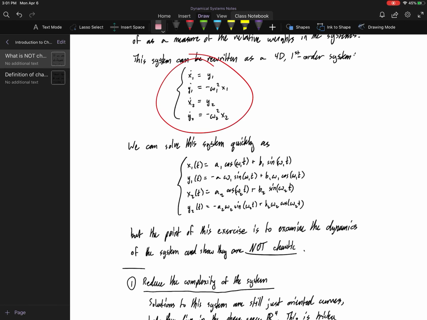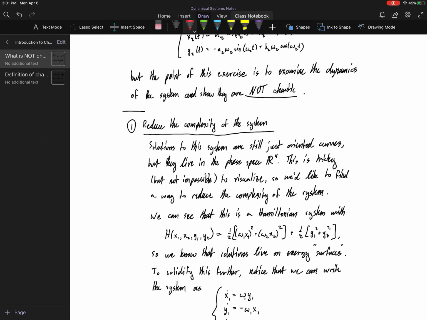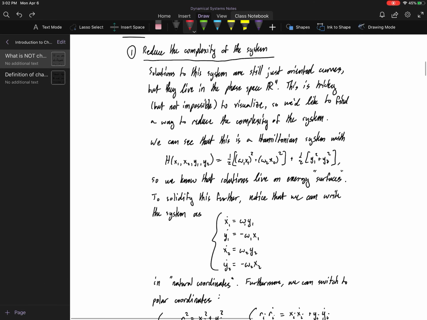And remember, solutions to this 4-dimensional first-order system are still just curves, but the curves now live in R4. The phase space is R4 this time. So it's a little bit tricky to imagine a curve sitting in R4, but it's not impossible to visualize. So we would like to figure out a way to reduce the complexity so that we can visualize this a little more simply, or maybe understand the dynamics in a smaller subset of that phase space.